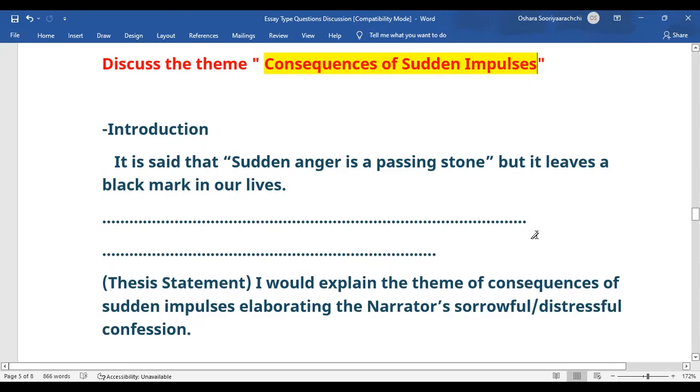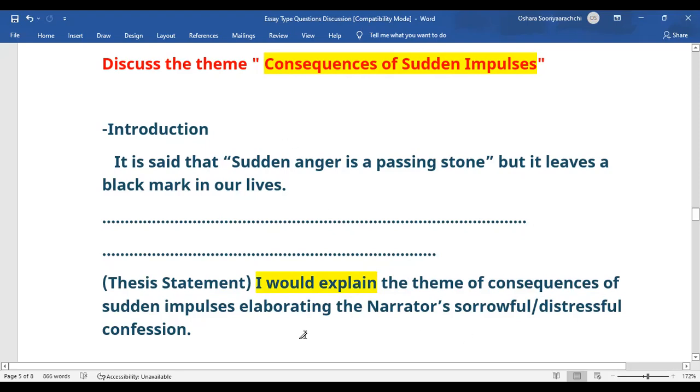And then the next line, you can write something general related to the poem and the thesis statement. So if you have been asked a question like, do you agree? Then instead of saying "I would explain," you can use "I would agree," or "it is agreeable that," or "I would disagree that." So something like that.